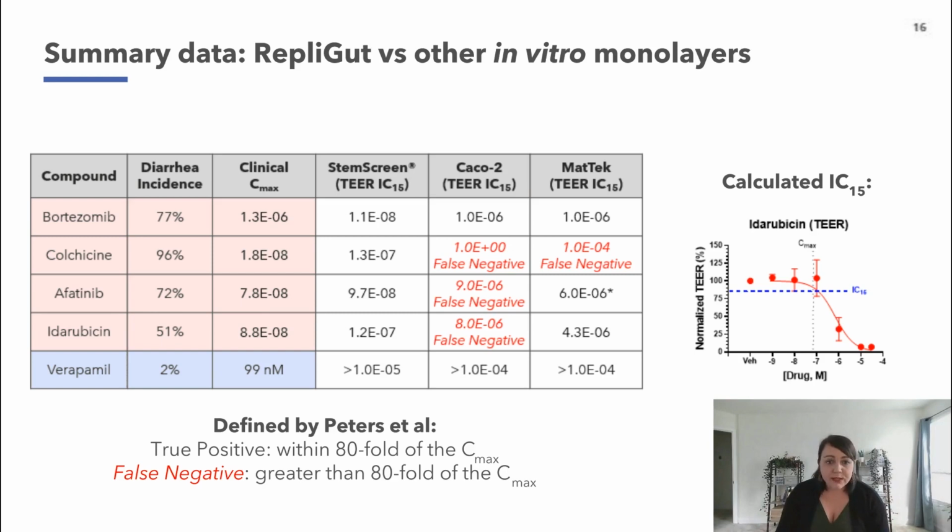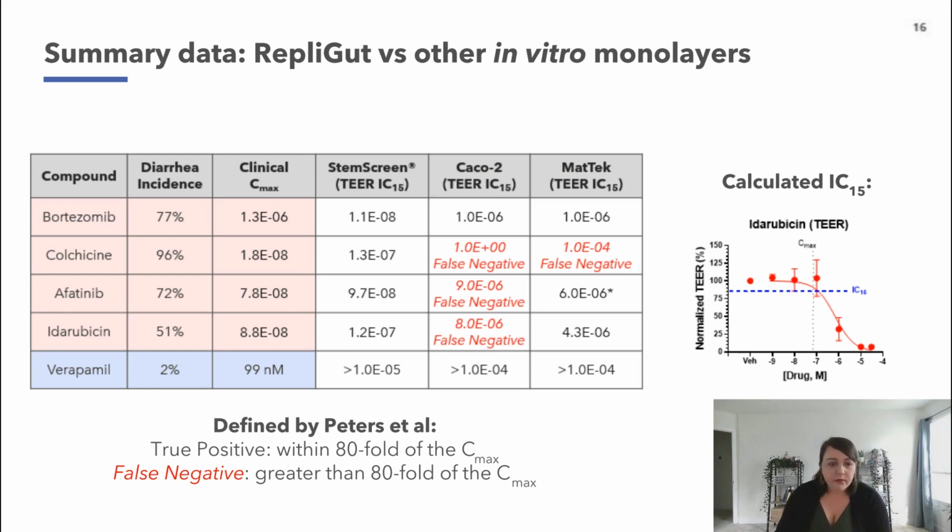And because the Keiko-2 cells and the MatTek cells have these metabolically active cells, all three platforms were able to predict that clinical Cmax and were very similar. However, when we look at a compound like colchicine that's very specific to those proliferative cells, you see the StemScreen model predicted the clinical Cmax better than the Keiko-2 and the MatTeks, which were false negatives.